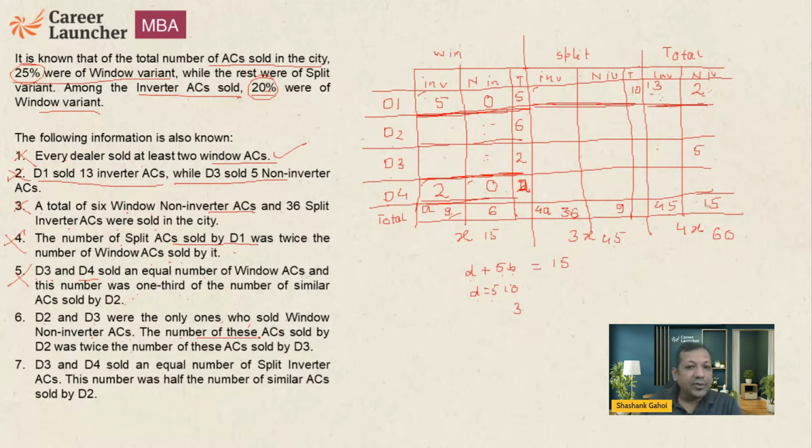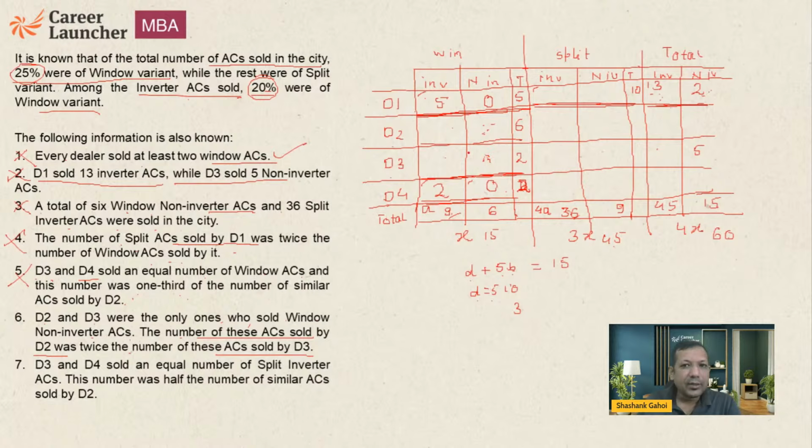And the number of these ACs sold by D2 was twice the number of ACs sold by D3. So it means if this is 1, this is 2. If this is 2, this is 4. Both the values are possible. Okay. Now, what does it say? So I already got 5 plus 2, that is 7, and I need 2 more. Okay. Now, how can I do that?